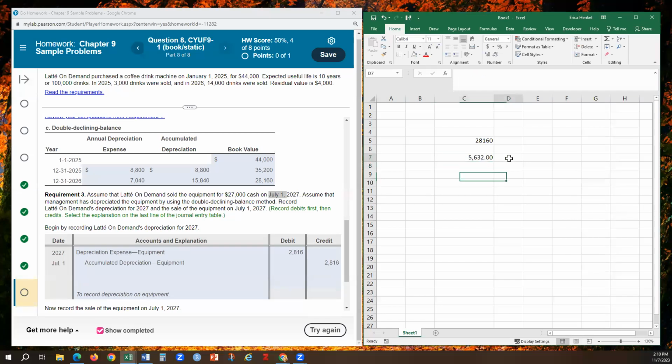Okay, so that is a full year of depreciation, and then we want to divide it by 2. So $2,816 is a half of a year of depreciation. That's how we're getting this depreciation entry. So the first entry, we debit depreciation expense and credit accumulated depreciation.